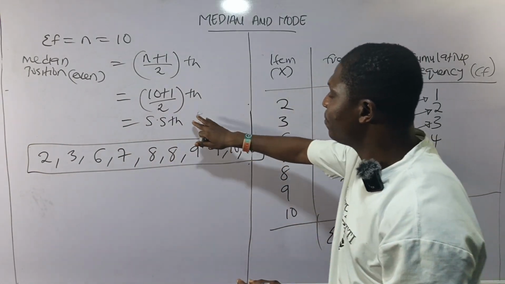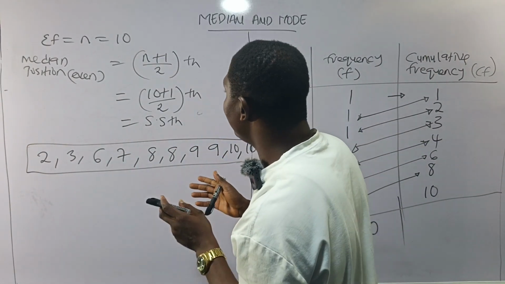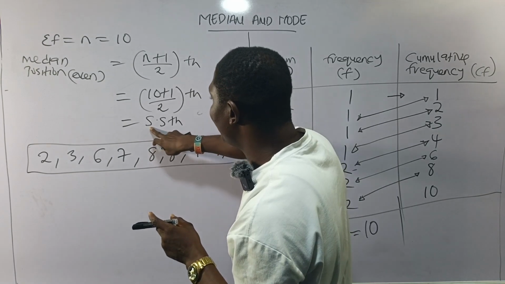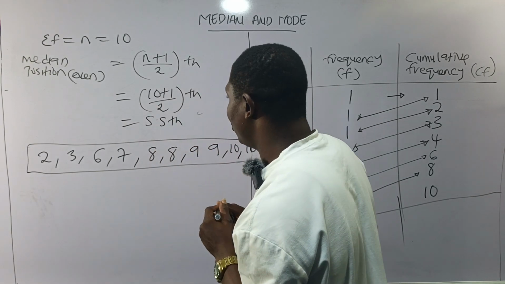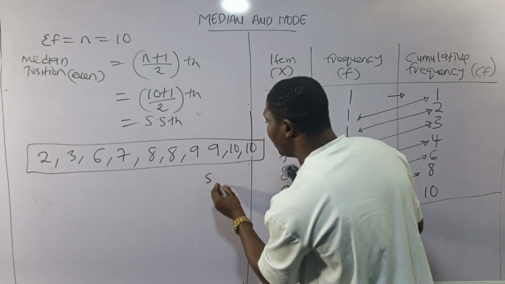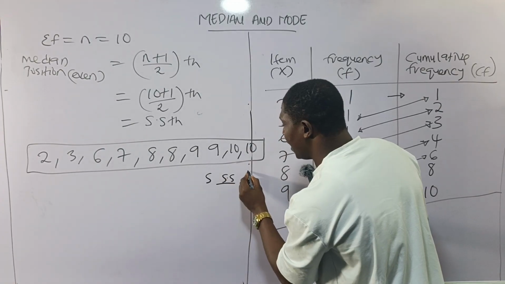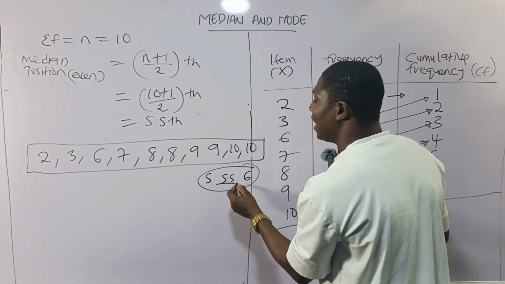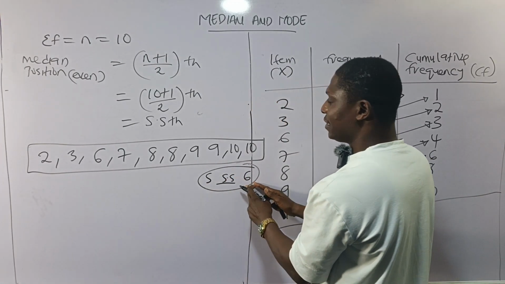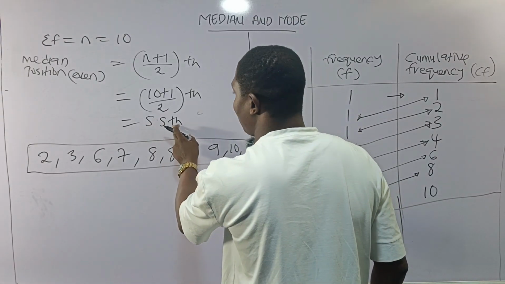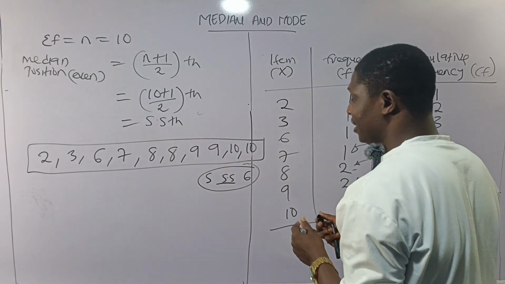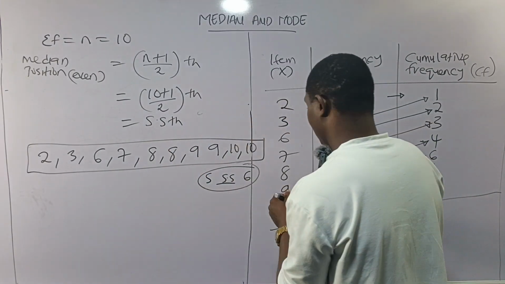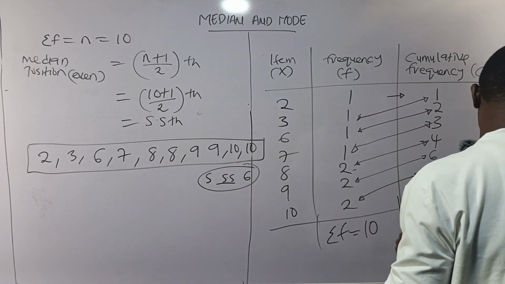And the median falling here simply means that the median lies halfway between the 5th and the 6th position. Because if I have 5, I'll have 5.5 and I'll have 6. So the median lies in between the 5th and the 6th position. That's the meaning of this 5.5th position. Now we'll use our cumulative frequency to get it.